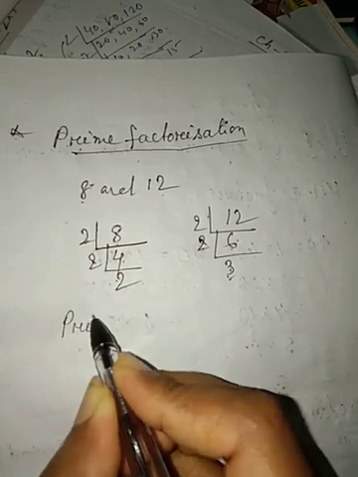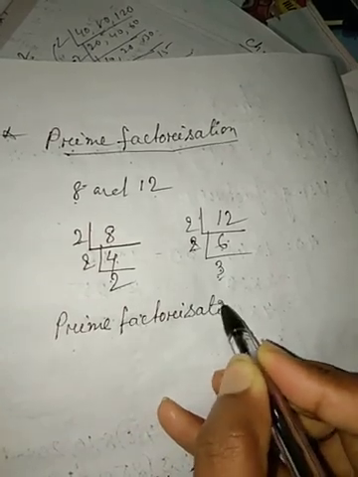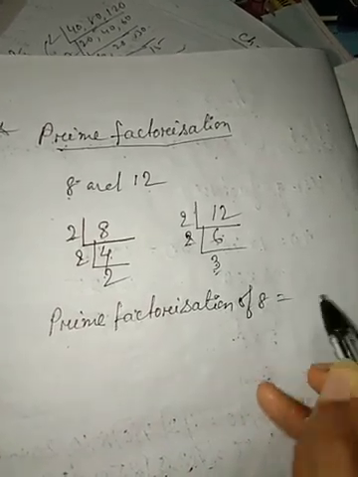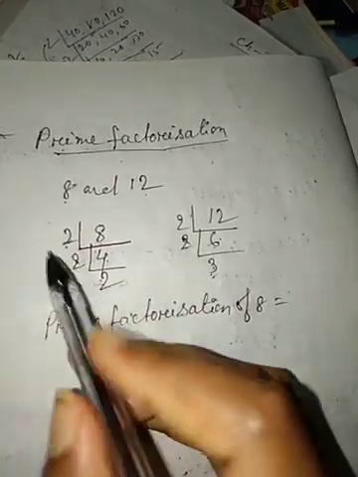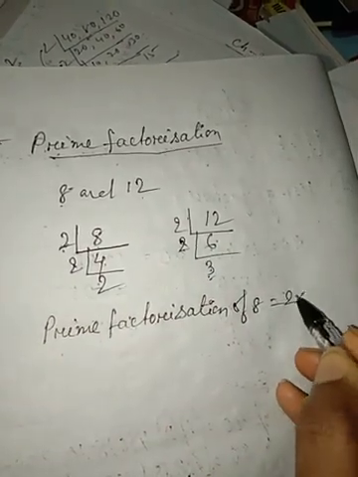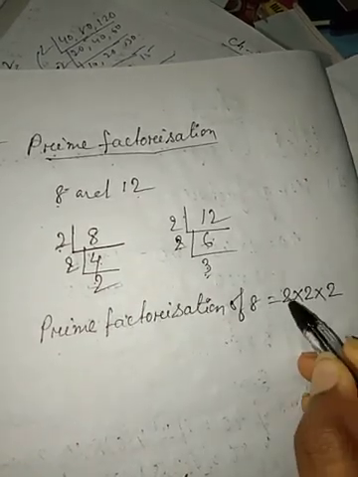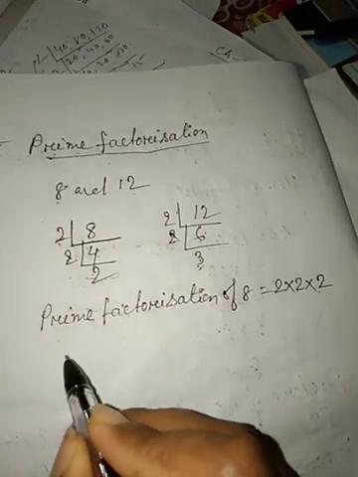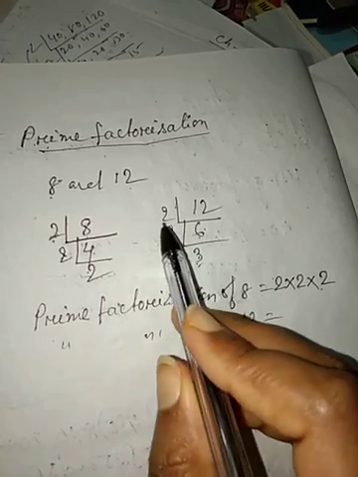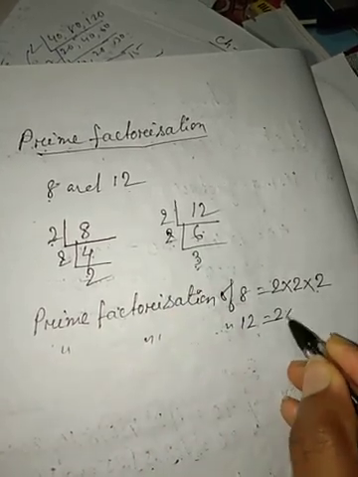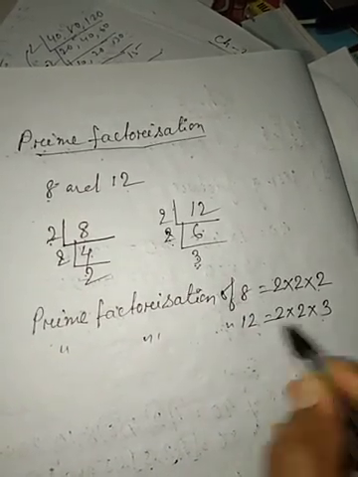Now I write the prime factorization of 8. You write these divisors in multiplied form: 2 into 2 into 2. This is the prime factorization of 8. Below, we also write the prime factorization of 12, which is 2 into 2 into 3.